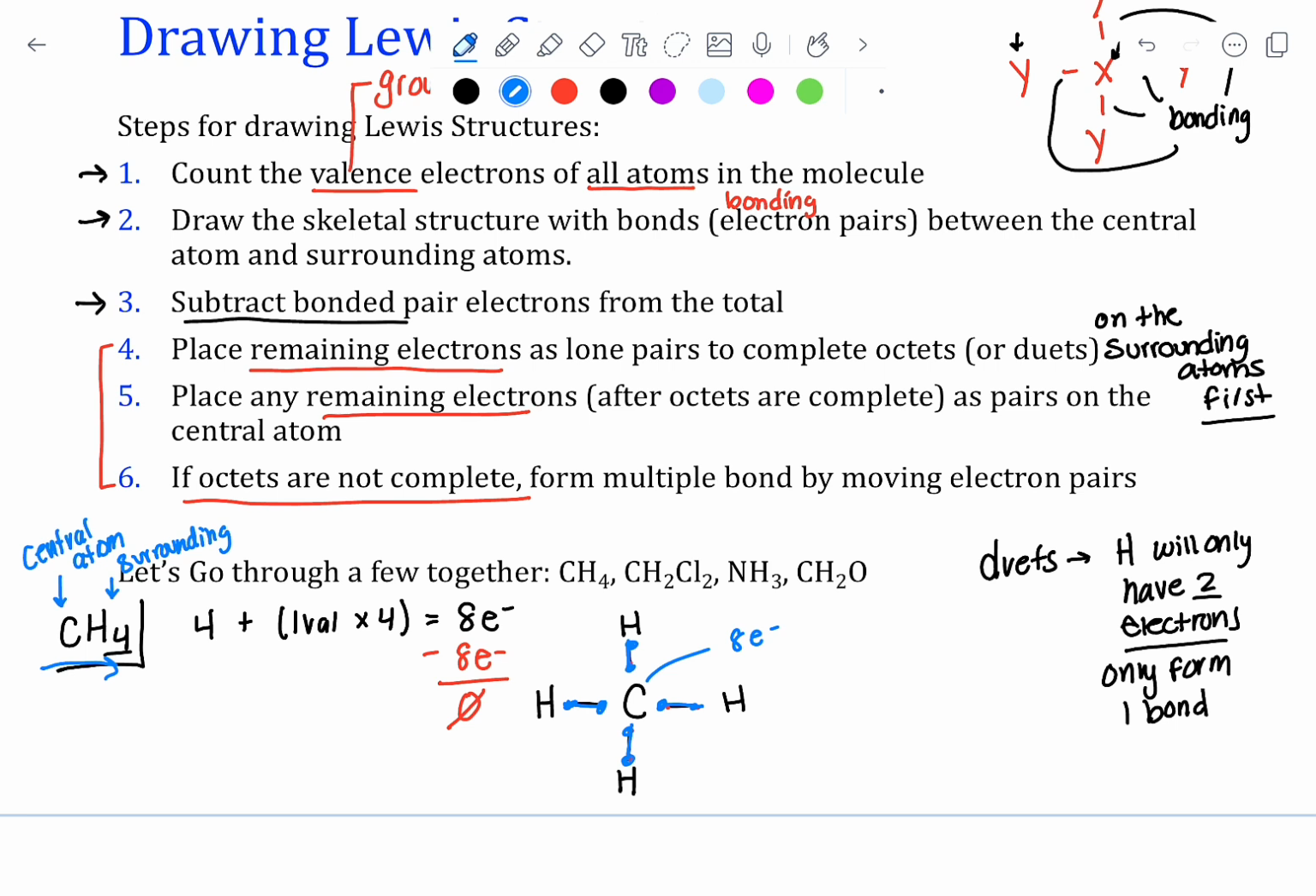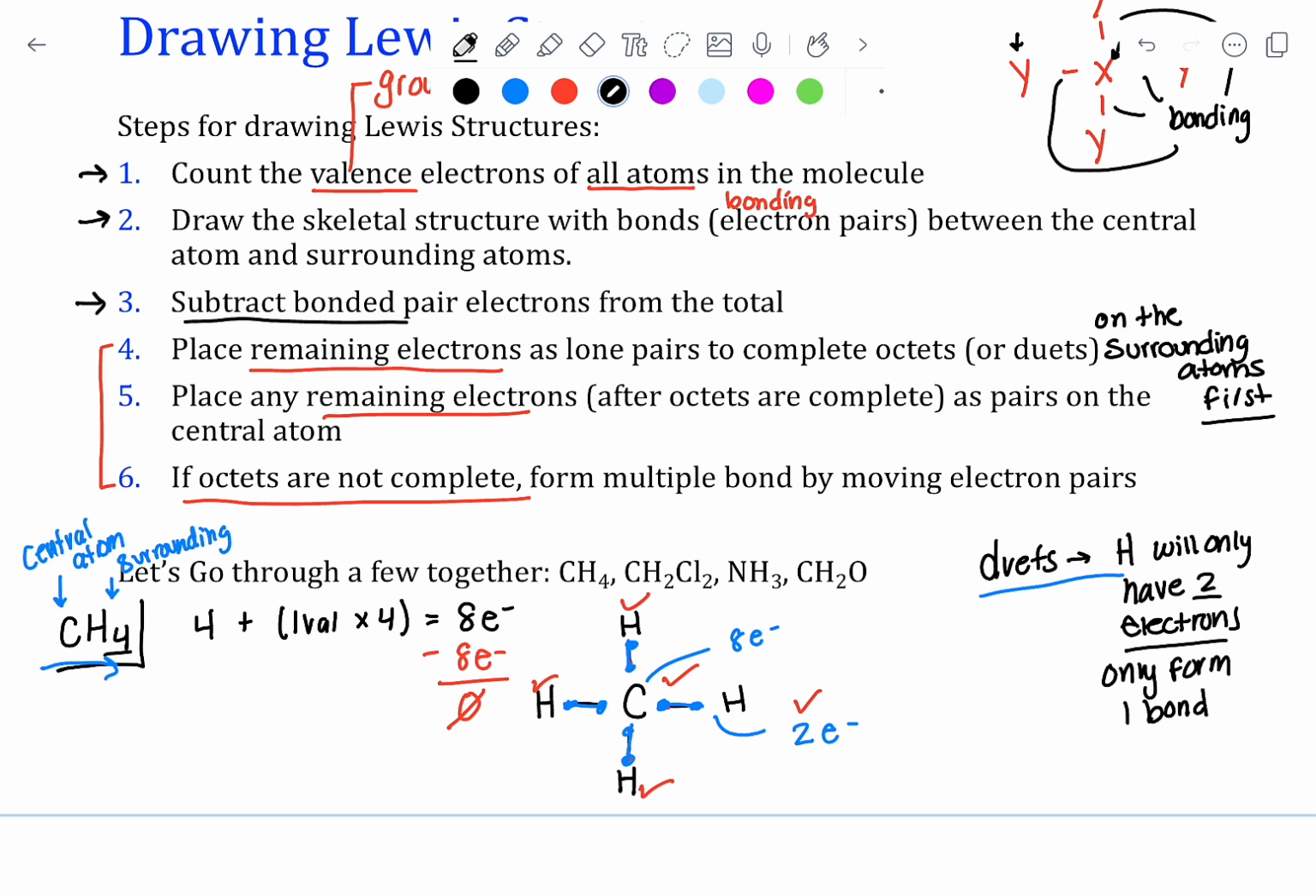And each hydrogen has 1, 2 electrons. And remember, hydrogen forms a duet, so it will only take on 2 electrons. So our octet for carbon is complete, and our duet for all hydrogens is complete. So our structure for CH4 is C with the 4 hydrogens around it, each with a single bond.